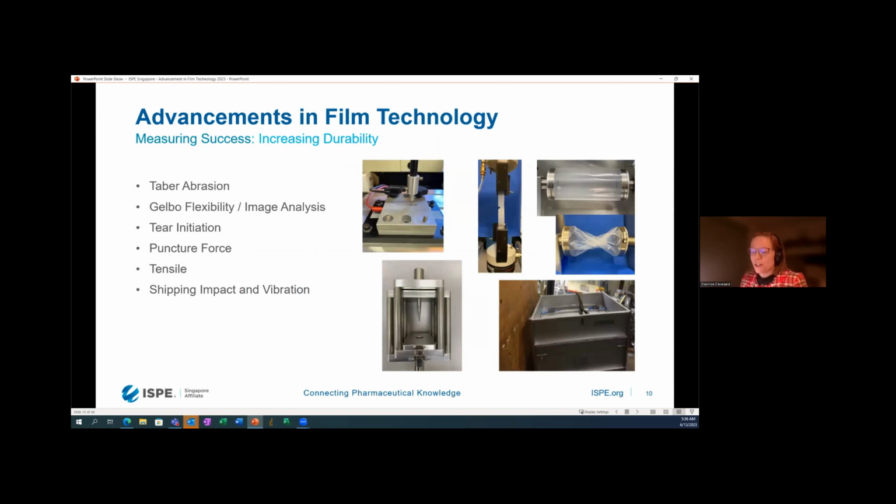The trial film structures could be tested for physical performance. Shown here are some of those tests. Some film-based tests were abrasion, so we have the Taber abrasion table pictured here. Flexibility, this is the Gelbo flex test. Tensile, so we had tensile strength and also tear strength. And we also looked at puncture. Film in product testing was also done, including vibration and impact testing. And you can see impact down here.